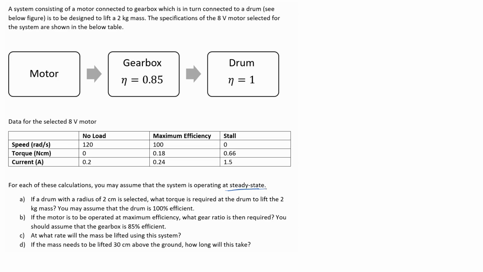quite handy. So for part A, we're asked, if the drum with a radius of 2 centimeters is selected, what torque is required at the drum to be able to lift the 2 kilogram mass, and we can assume that the drum is 100% efficient.